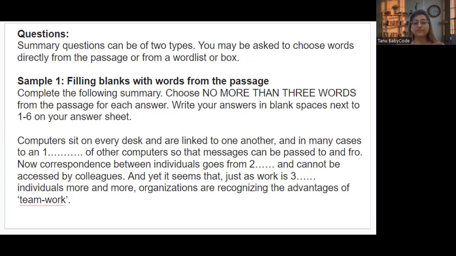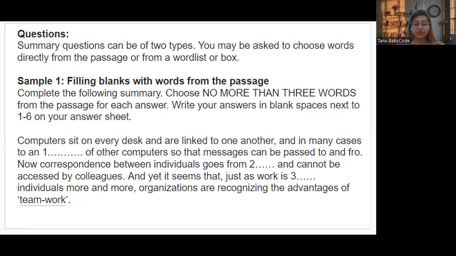As you can see, the first statement: in many cases, to and dash of computers. So "and" means a vowel will come here, right? Now see the second one. Individual goes from dash to dash. Goes from is like, which noun will come here. Third one, work is dash.